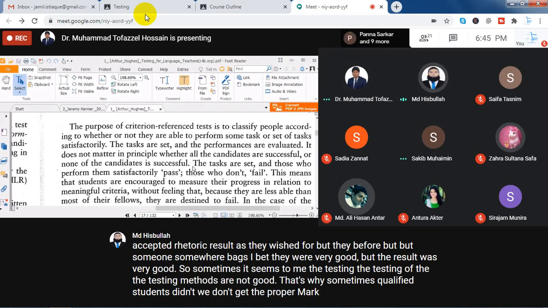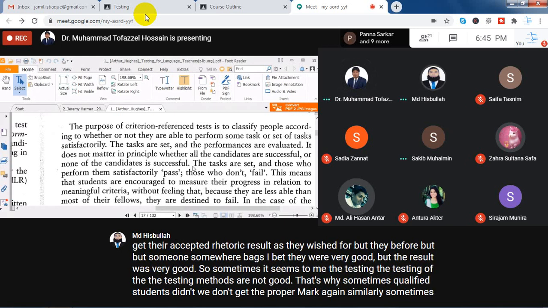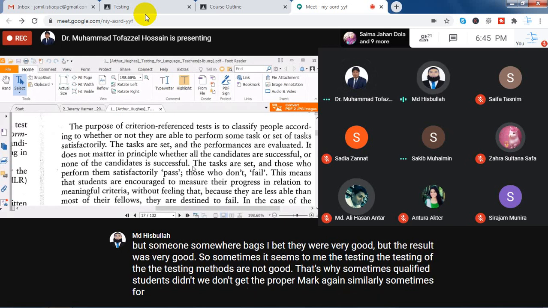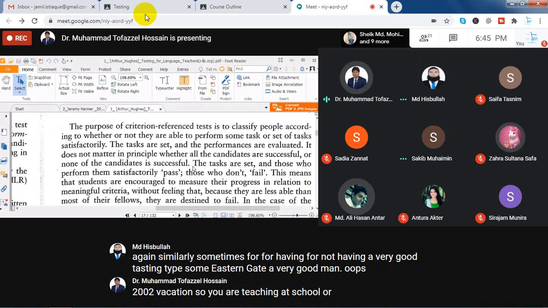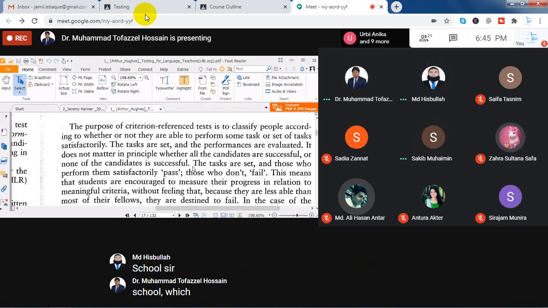Again, similarly, sometimes for not having a very good testing type, some students get very good marks. True, very true. So you are teaching at school or college, sir? School? Which level? High school level.